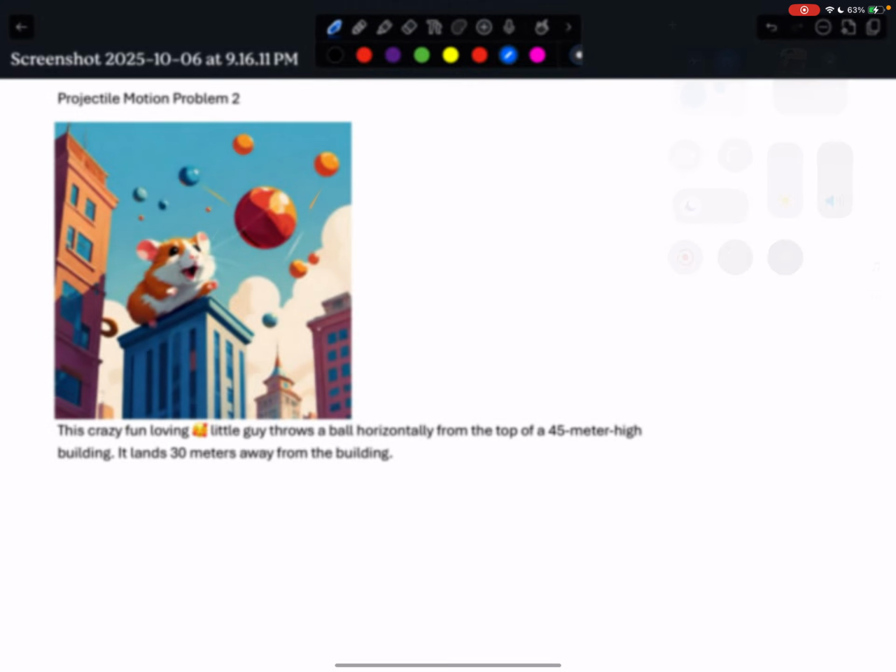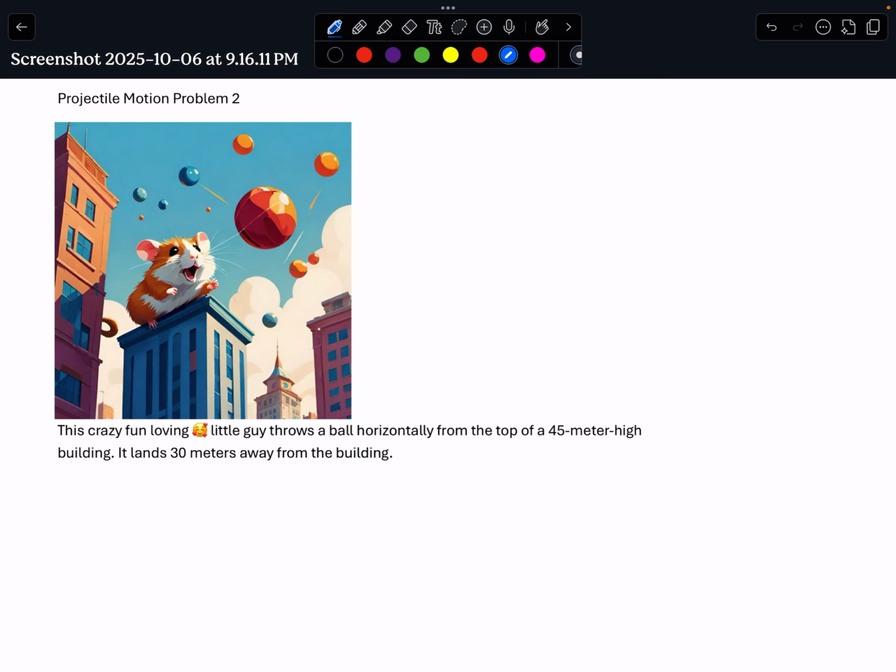Okay, so we're recording. This is Projectile Motion Problem 2. And so we have a crazy, fun-loving little guy. He's throwing a ball horizontally from the top of a 45-meter high building. It's going to land 30 meters away from the building.